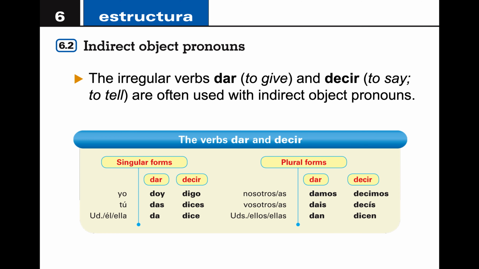The irregular verbs dar, to give, and decir, to say, are often used with indirect pronouns, which should make sense because if you say, I gave her something, well, to whom did you give it? Her. So by nature, the action of these verbs is resulting in a person being involved, and that's why these verbs in particular are going to be used with an indirect object pronoun.